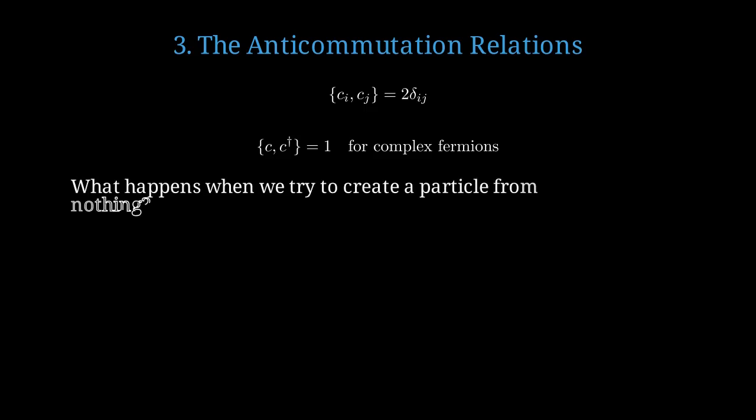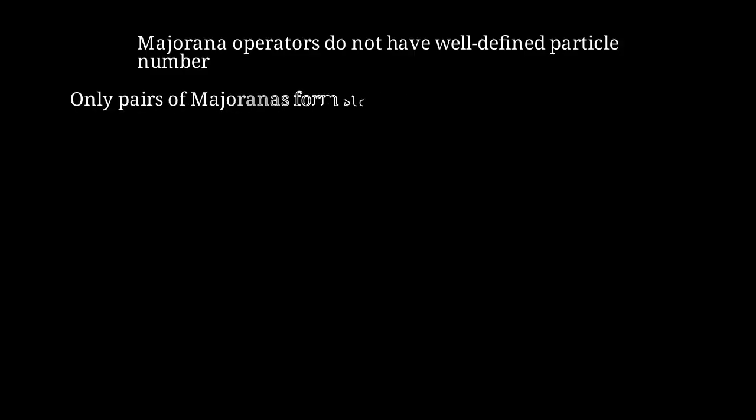Let's ask a question. What happens if we try to create a Majorana particle from the vacuum? When a Majorana operator acts on the vacuum, it does not annihilate it. Instead, C1 acting on the vacuum state is non-zero. This tells us that Majorana operators do not have well-defined particle number. You cannot count Majorana particles like you count electrons. Only when we combine pairs of Majoranas to form complex fermions do we recover states with definite particle number.